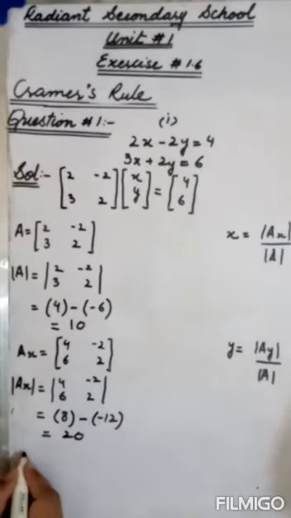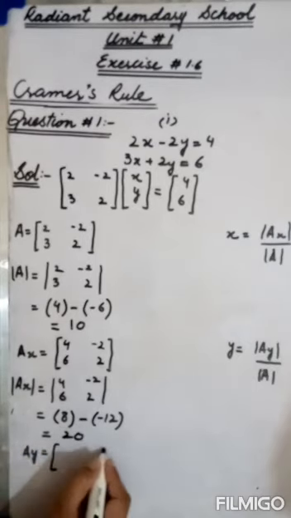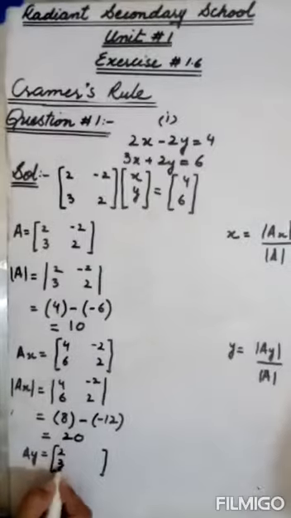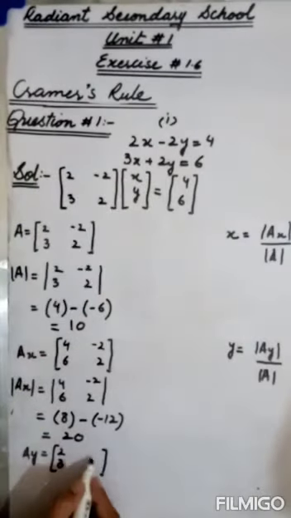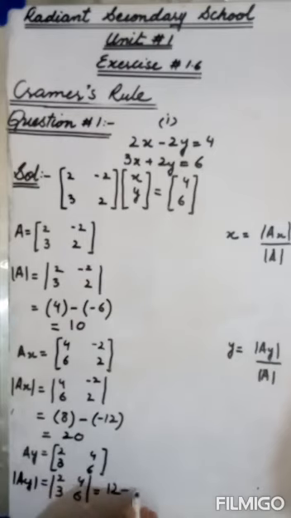Now Ay is there. How will we find Ay? First we will find Ay. For Ay, students, you have to replace the second column with matrix B. The first column will be written as it is, and for the second you will write the matrix B. Okay, now we will find its determinant. 2, 3, 4, 6. And what will be its determinant? Yes, the product of diagonal, that is 12, minus the product of non-diagonal, that is again 12, and the answer is 0.